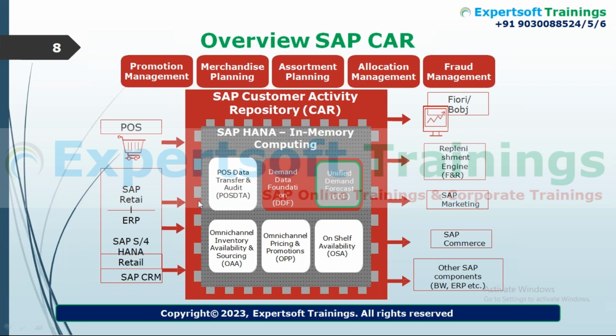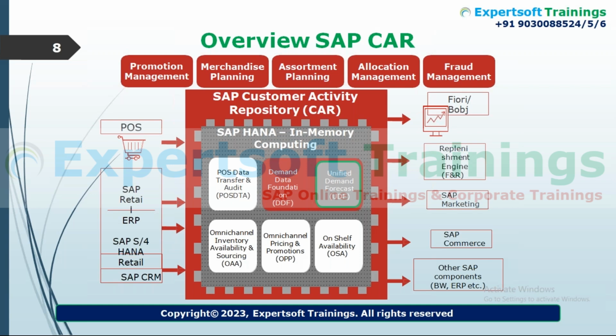So the first thing, POS data will come into CAR. That is one major source of data because that is the sales information. That sales data is used in many places. In UDF it is used, meaning Unified Demand Forecast. There it is used to forecast the future demand. Earlier we had F&R, forecasting and replenishment system. That is also one system. It is a part of the SCM system.